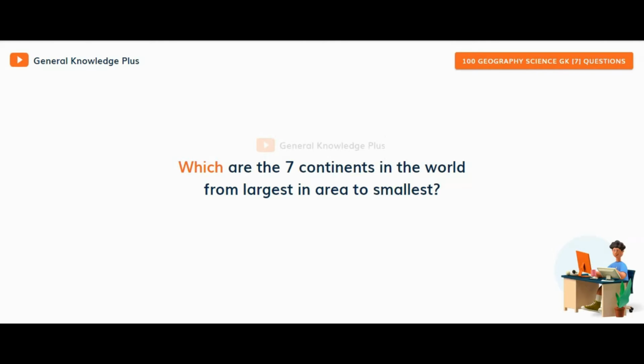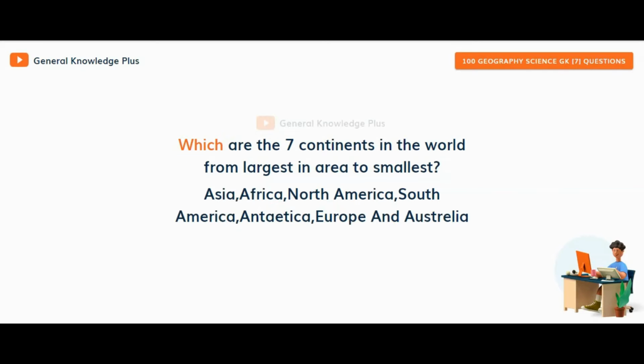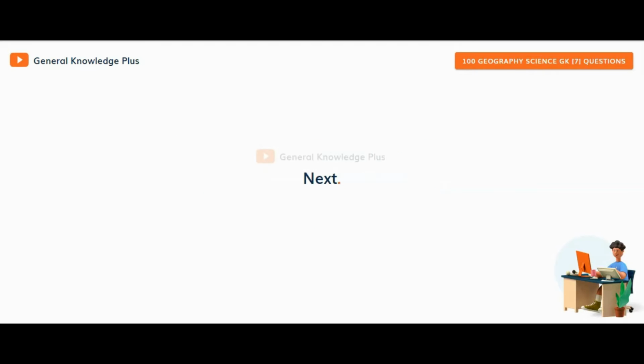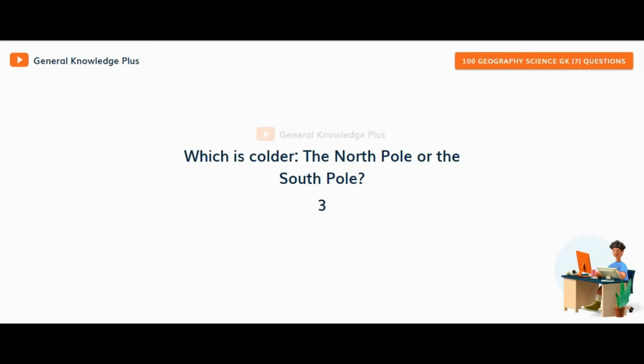Which are the 7 continents in the world, from largest in area to smallest? Asia, Africa, North America, South America, Antarctica, Europe, and Australia. Which planet is nearest to the Earth? Venus. Which is colder, the North Pole or the South Pole? The South Pole.